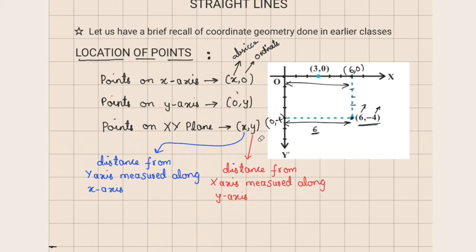Similarly, y is the distance from x-axis measured along y-axis. So the distance from x-axis measured along y-axis, this is the y-axis, this distance is minus 4. Similarly, this is also minus 4. Now you understand how to look at points.